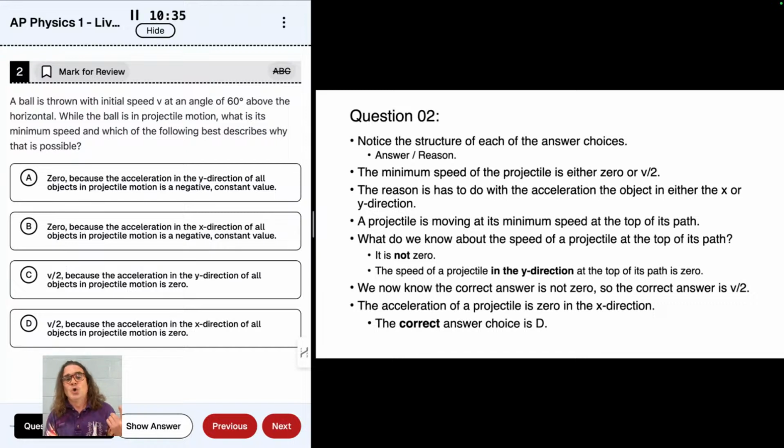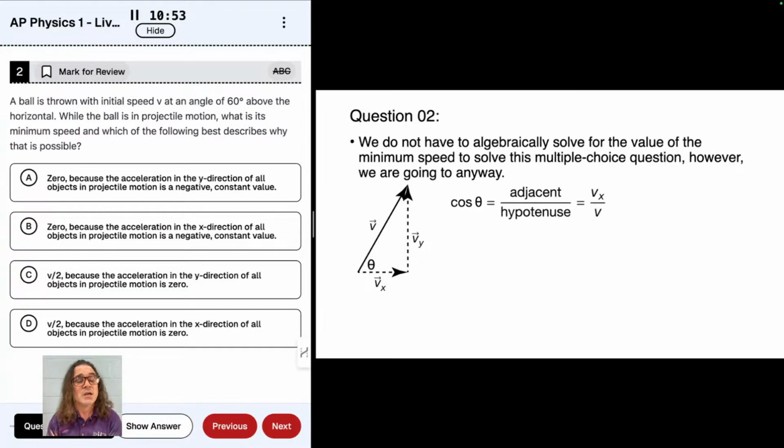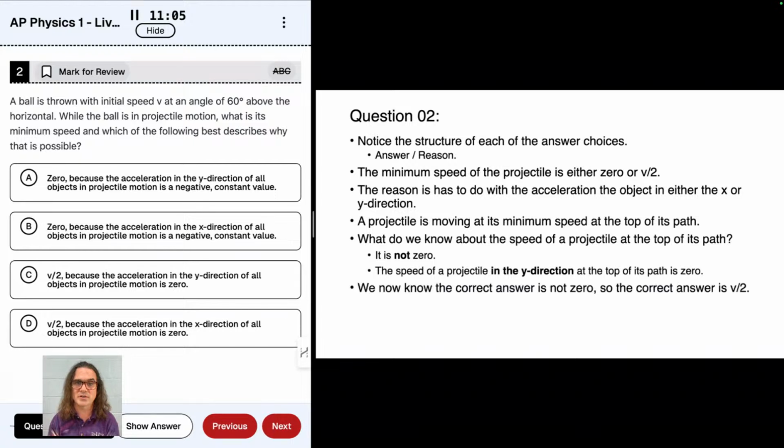Now, we didn't have to actually algebraically solve for the value of the minimum speed to solve this multiple choice question. However, we are going to do so anyway. So we have this velocity v given at this angle, and we can solve for the velocity in the x direction, speed in the x direction, or the speed in the y direction. So cosine theta equals adjacent over hypotenuse, or the speed in the x direction divided by the speed. Cosine of 60 degrees is 1/2. So the correct answer is v over 2.